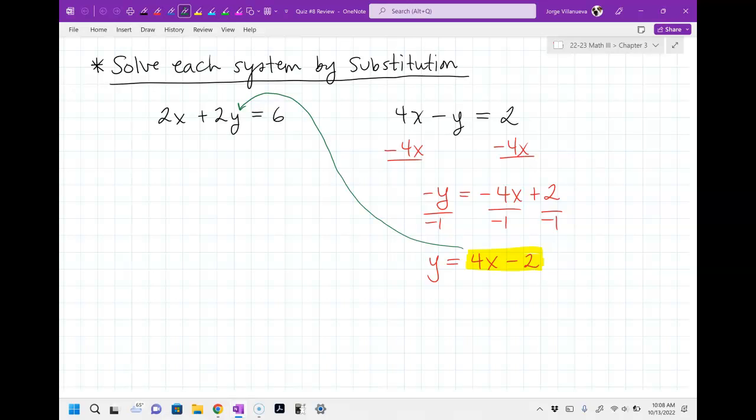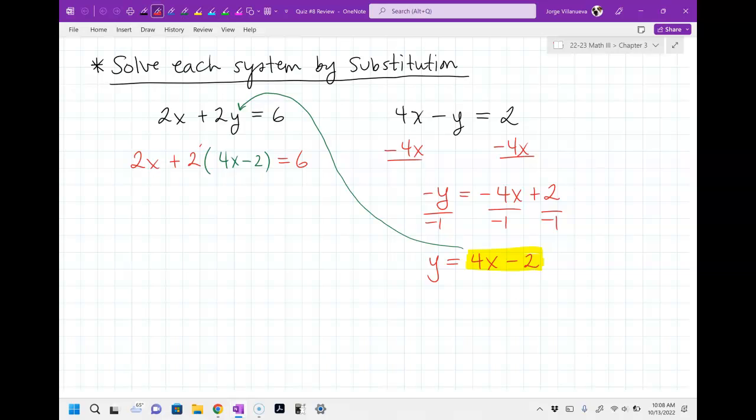Again, it doesn't matter which side you start with, whichever one you feel more comfortable solving for. It's up to you. I could have solved for x on the right side if I wanted to. I don't know why I'd want to, but if I wanted to, I could do that and then plug it in. You're still going to get the same answer as long as you do the math right. So let's go ahead and plug it into the other side here. We got 2x plus 2 times y, which is 4x minus 2, equals 6. Remember, the 4x minus 2 replaces the y value in that other problem.